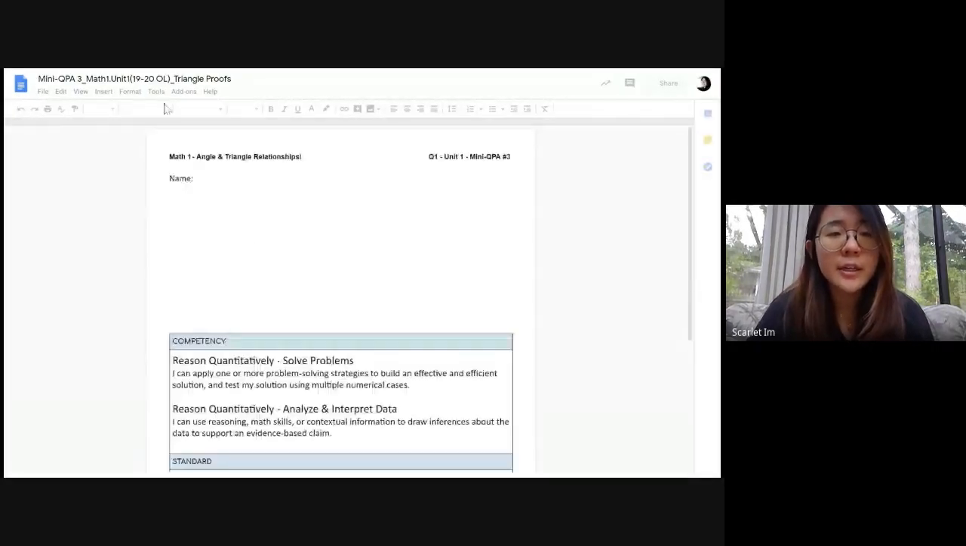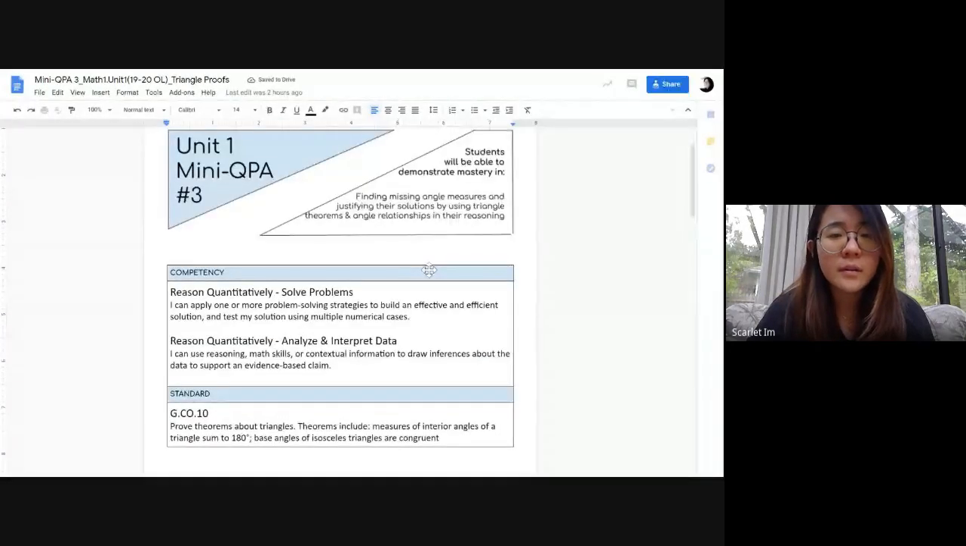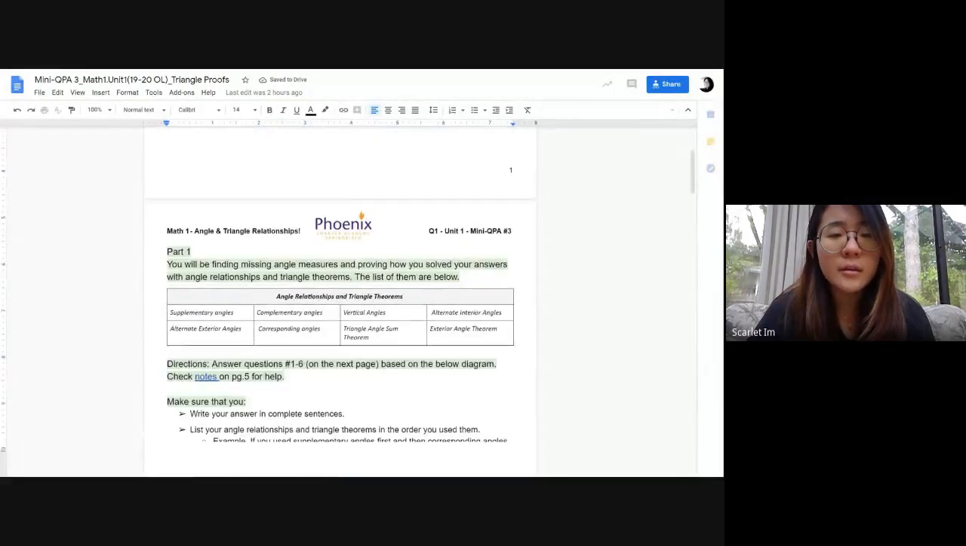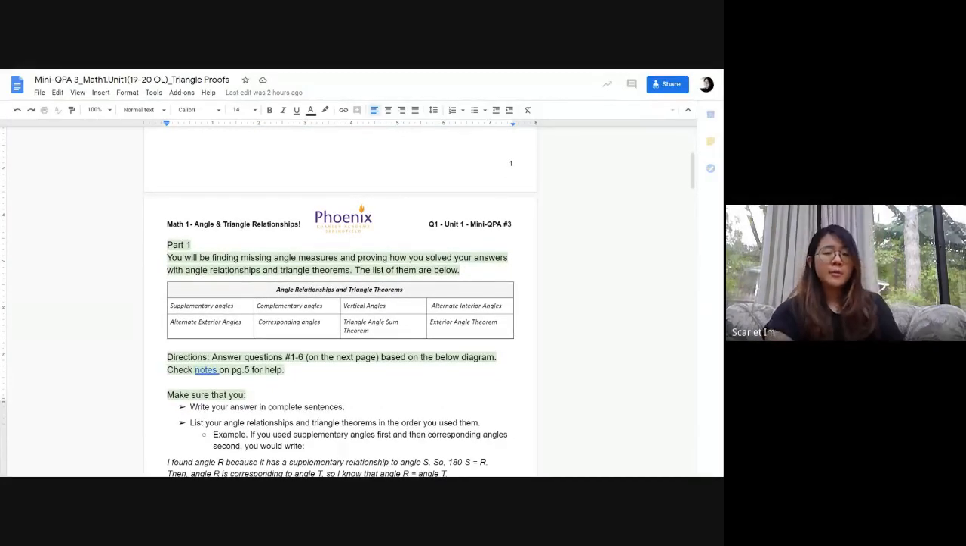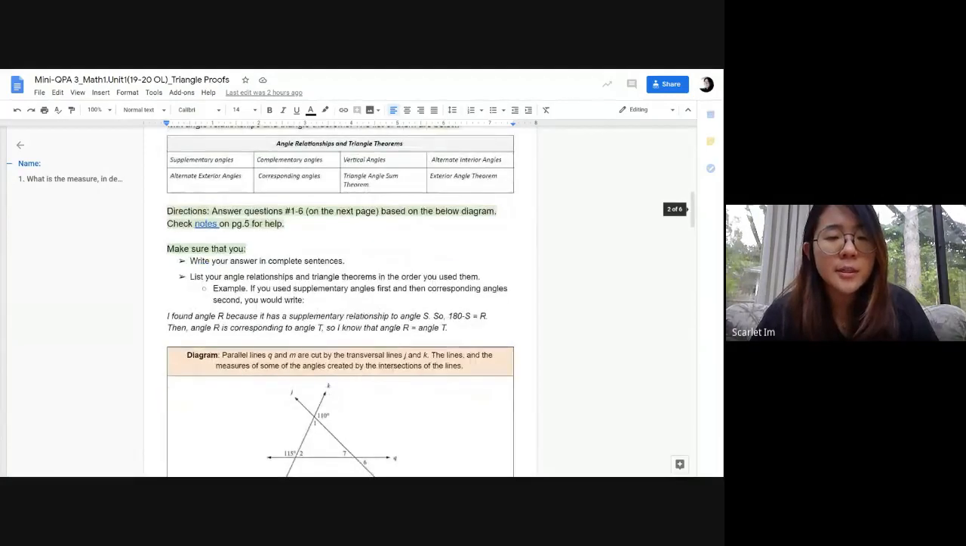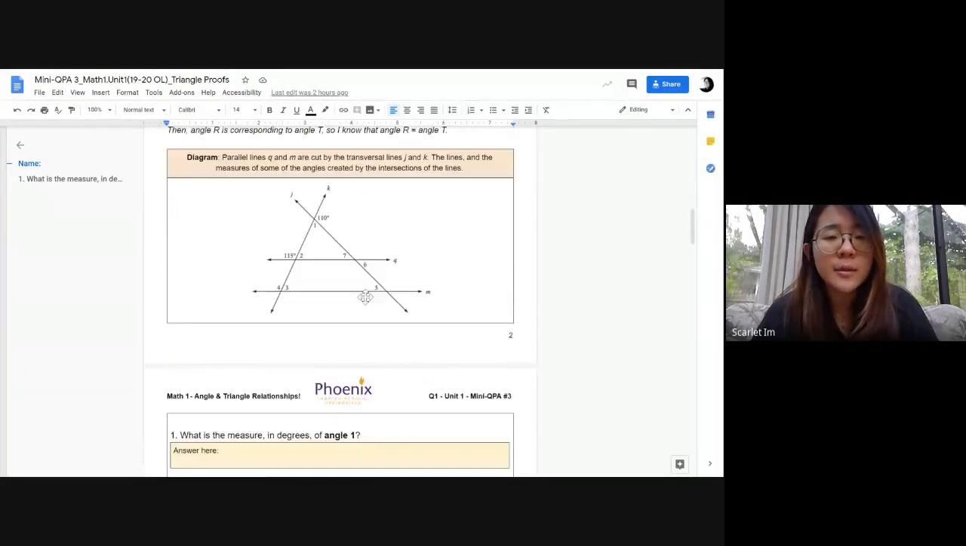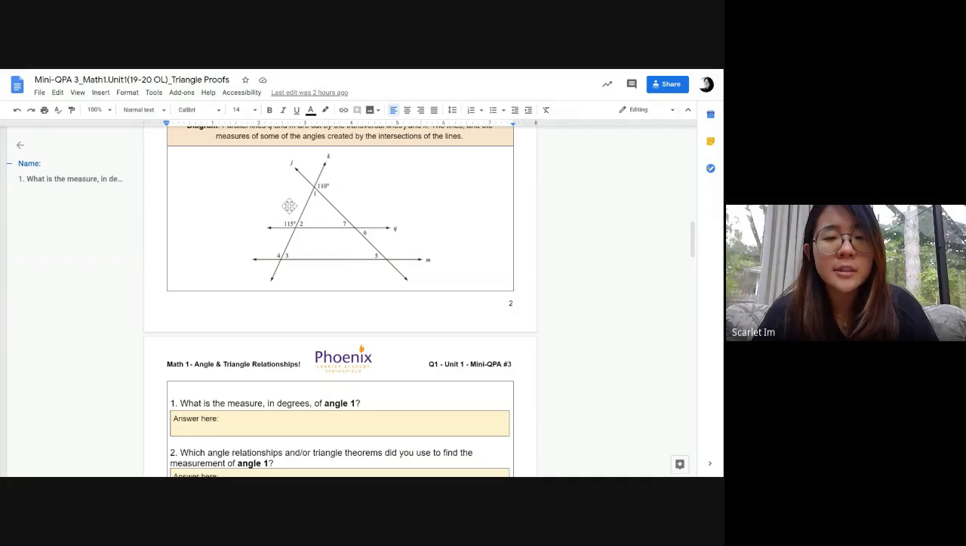Mini QPA 3. All right. And here are all your angle relationships and triangle theorems at the top. I go over some instructions, so make sure you read that. That's going to tell you how to answer. And you're going to be basing your questions or answers on this diagram.